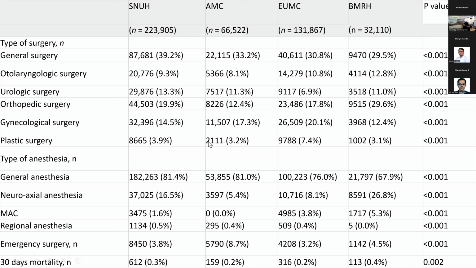Is it similar to our data? I'll come to that later. Based on studies done in India, our mortality range for an elective surgery is between 1.5 to 2.5%. For an emergency, it goes up to 25%. And here, most of the surgeries were general surgery, orthopedics, and gynecology. The other surgeries were fewer. And most of them had general anesthesia.